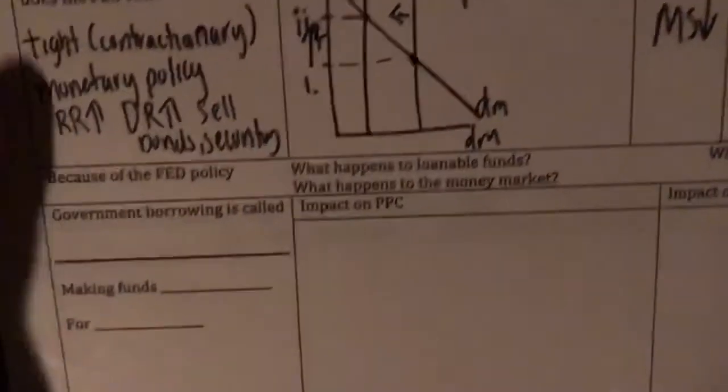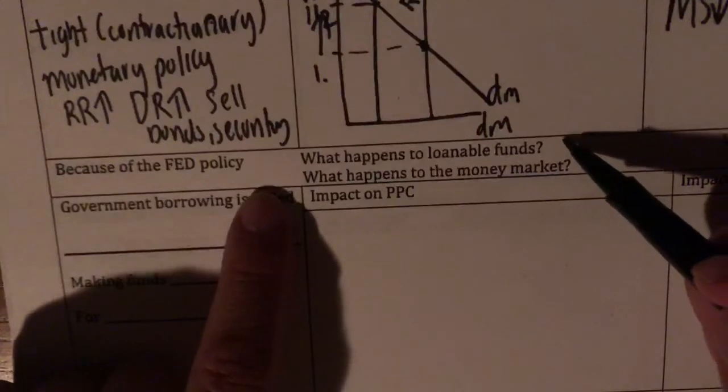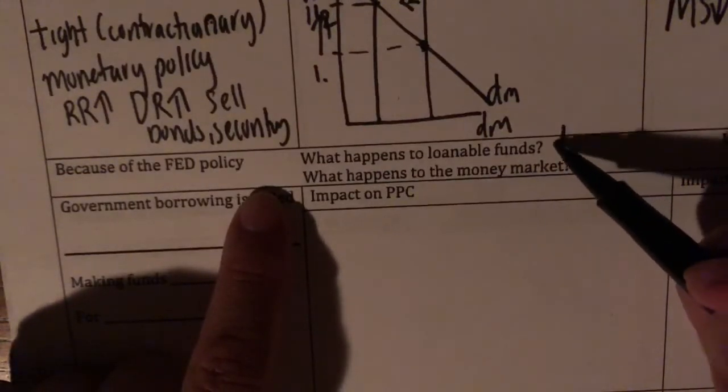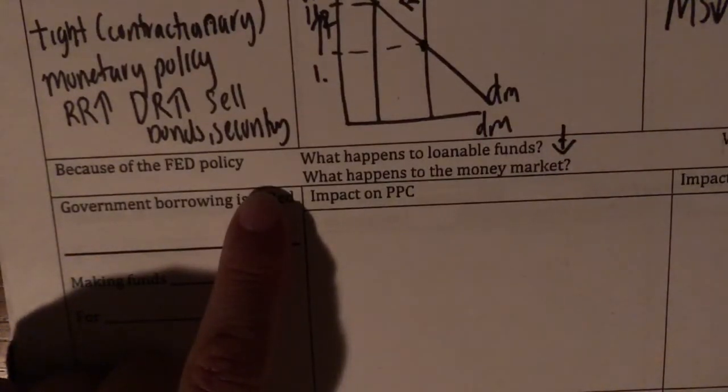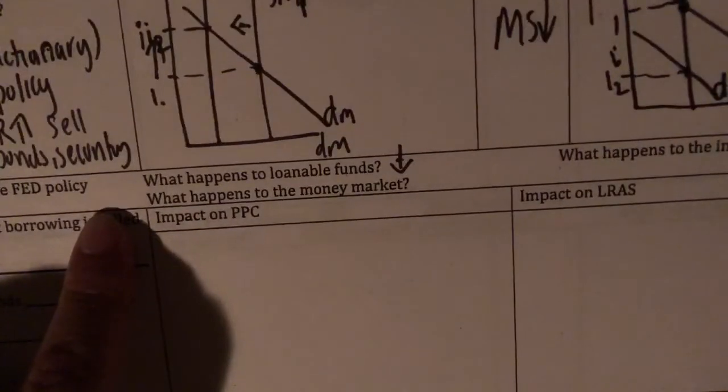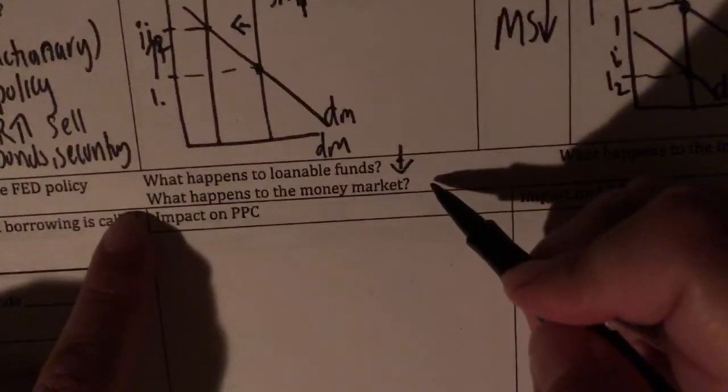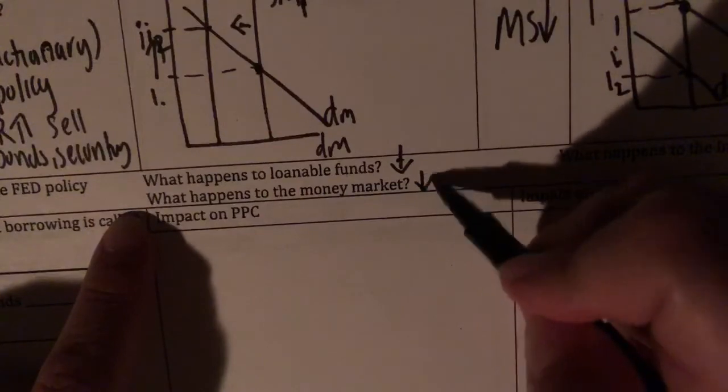Okay, so now looking at what has happened. Because of the Fed's policy, what happened to loanable funds? Loanable funds went down. What happened to the interest rate? The interest rate went up. What happened to the money market? The money market went down.